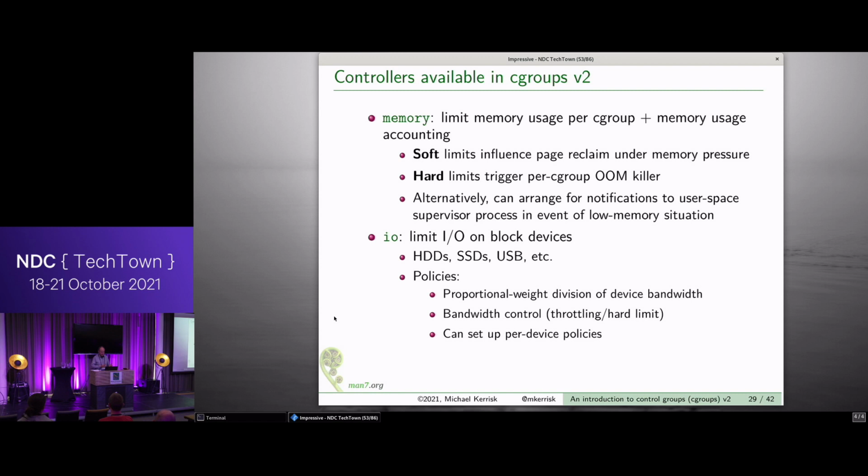Other controllers. There's an I/O controller. What this is about is limiting I/O bandwidth to block devices, things like SSDs, hard disk drives, and so on. And again, a bit like the CPU controller, there's two kinds of limitation that you can do, proportional weight division or absolute throttling of the traffic. And you can do this on a per device basis, of course.